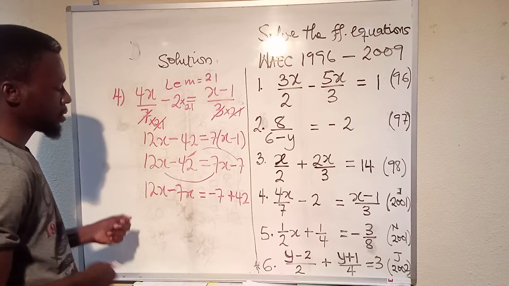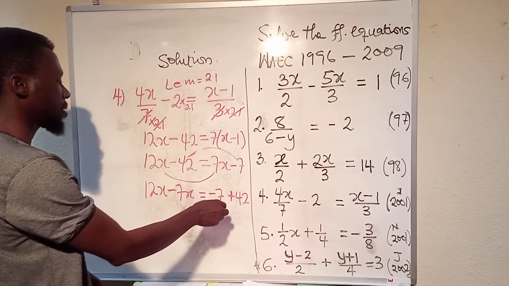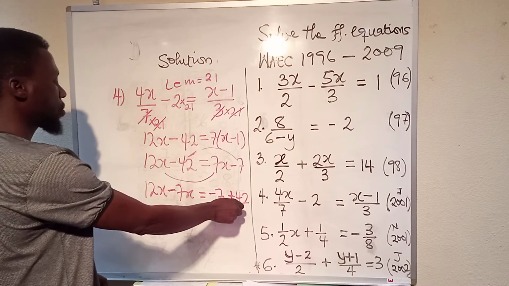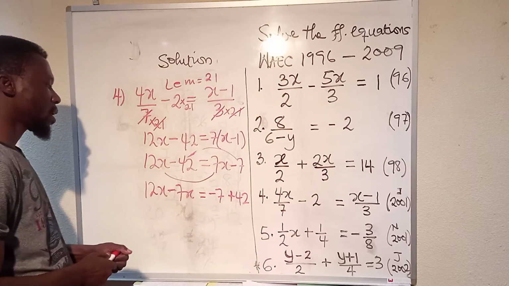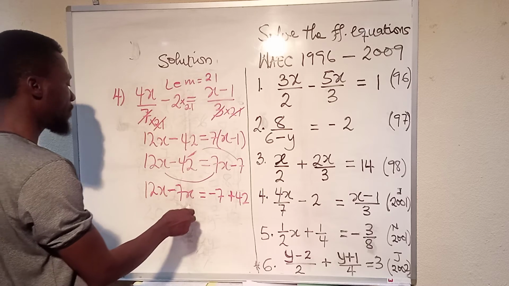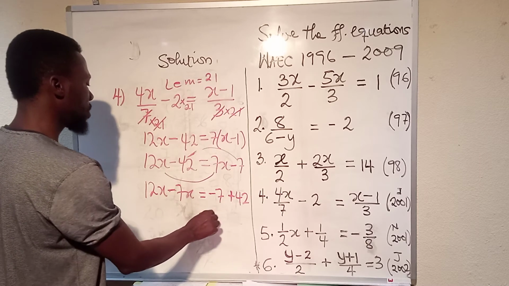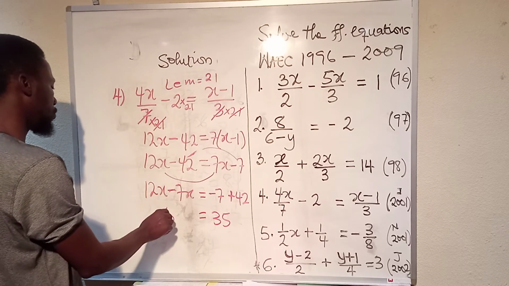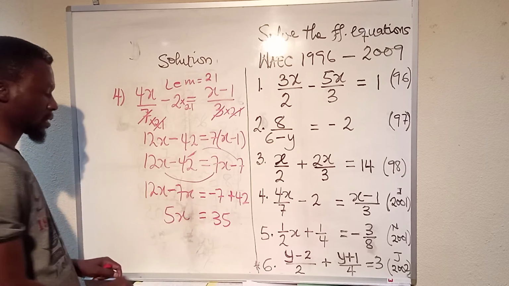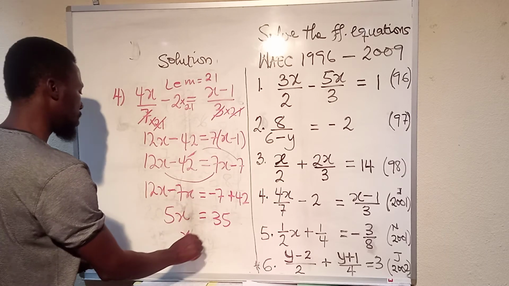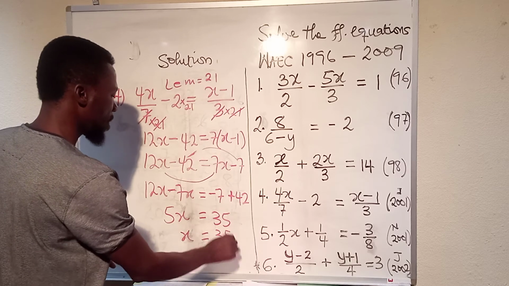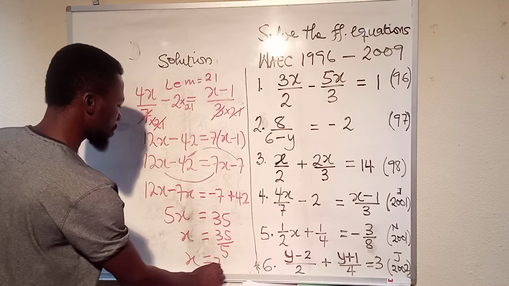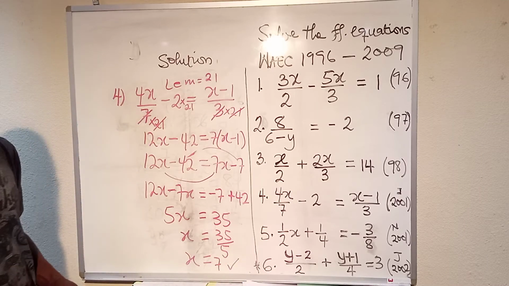So what is going to happen here is that if we subtract 7 from 42, what are we going to have? We shall have 35 here. So this gives us 35. Then 12 minus 7 will give us 5. So 12x minus 7x will give us 5x. And so we're looking for x. So we say x is equal to 35 over 5. And so our x is equal to 7. And that is the answer to this one.